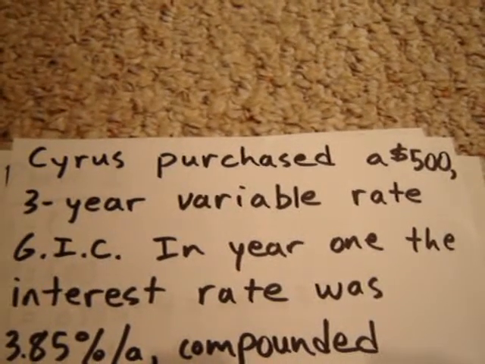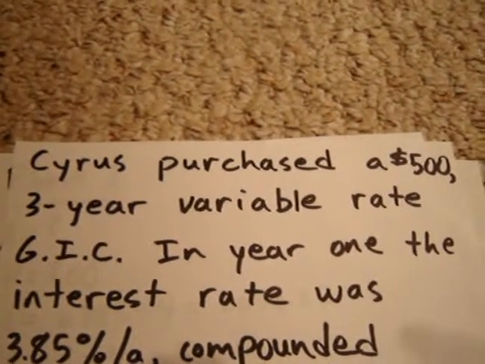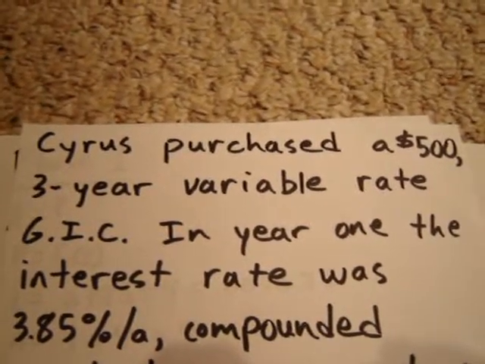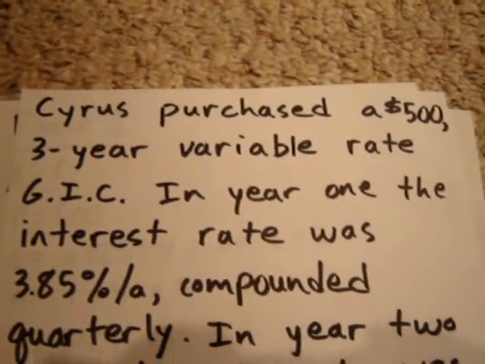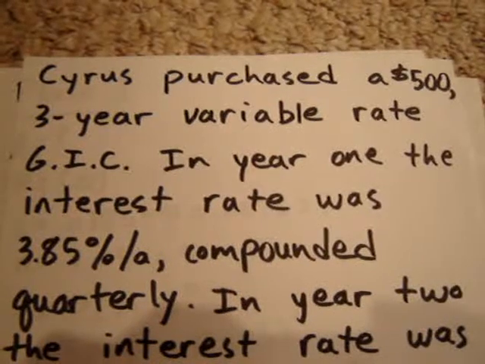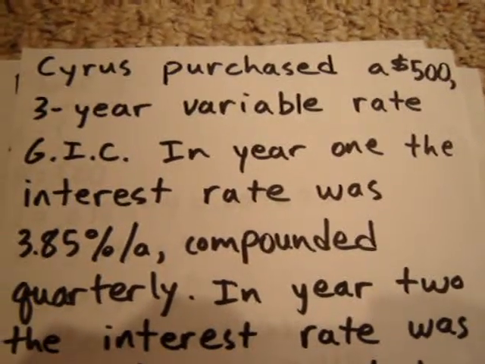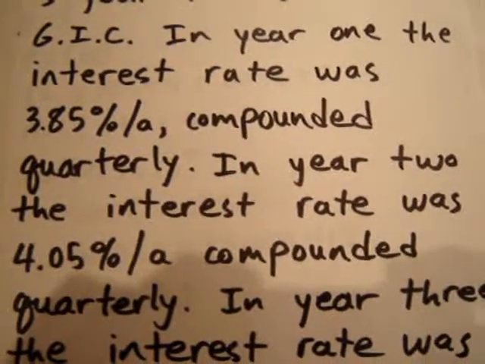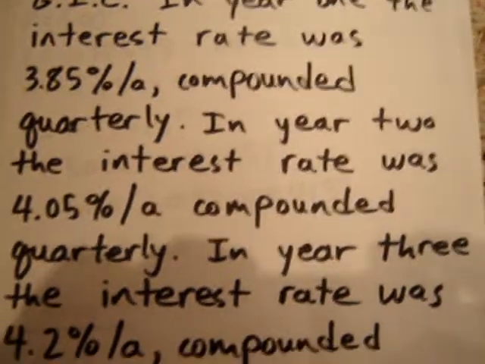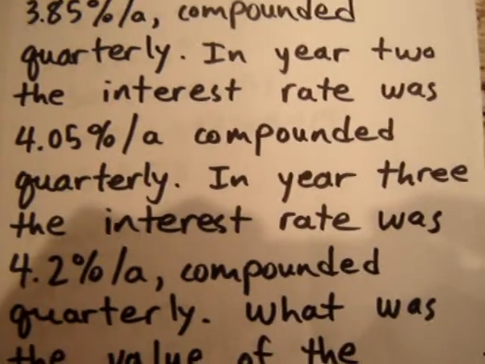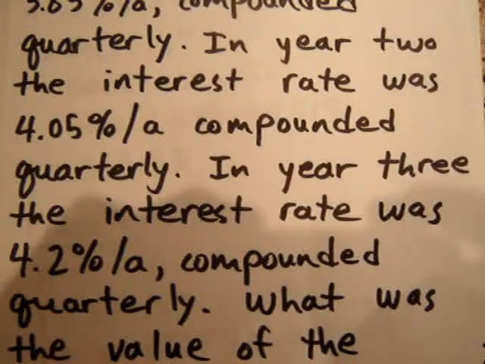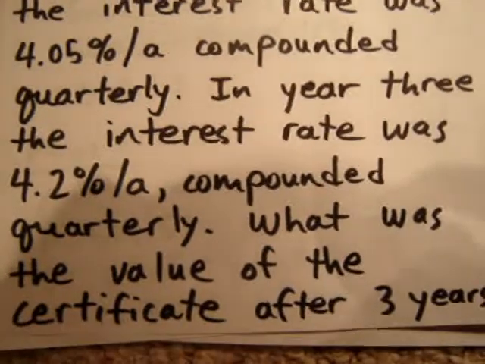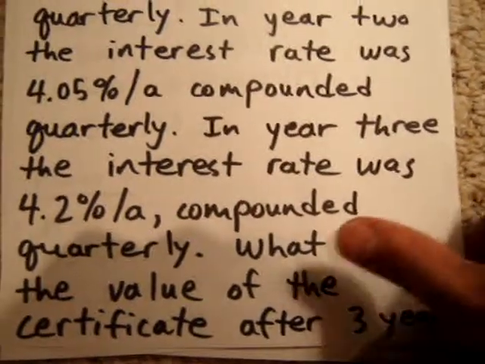In this question, we approach it much the same way that we approached Phase 1, Phase 2 questions when we were talking about compound interest. Imagine that Cyrus purchased a $500 3-year variable rate GIC, Guaranteed Investment Certificate. In year 1, the interest rate was 3.85% per annum, compounded quarterly. In year 2, the interest rate was 4.05% per annum, compounded quarterly. And in year 3, the interest rate was 4.2% per annum, compounded quarterly. Notice that the rate is changing, and that's why it's called a variable rate GIC. We'd like to know the value of the certificate after 3 years.